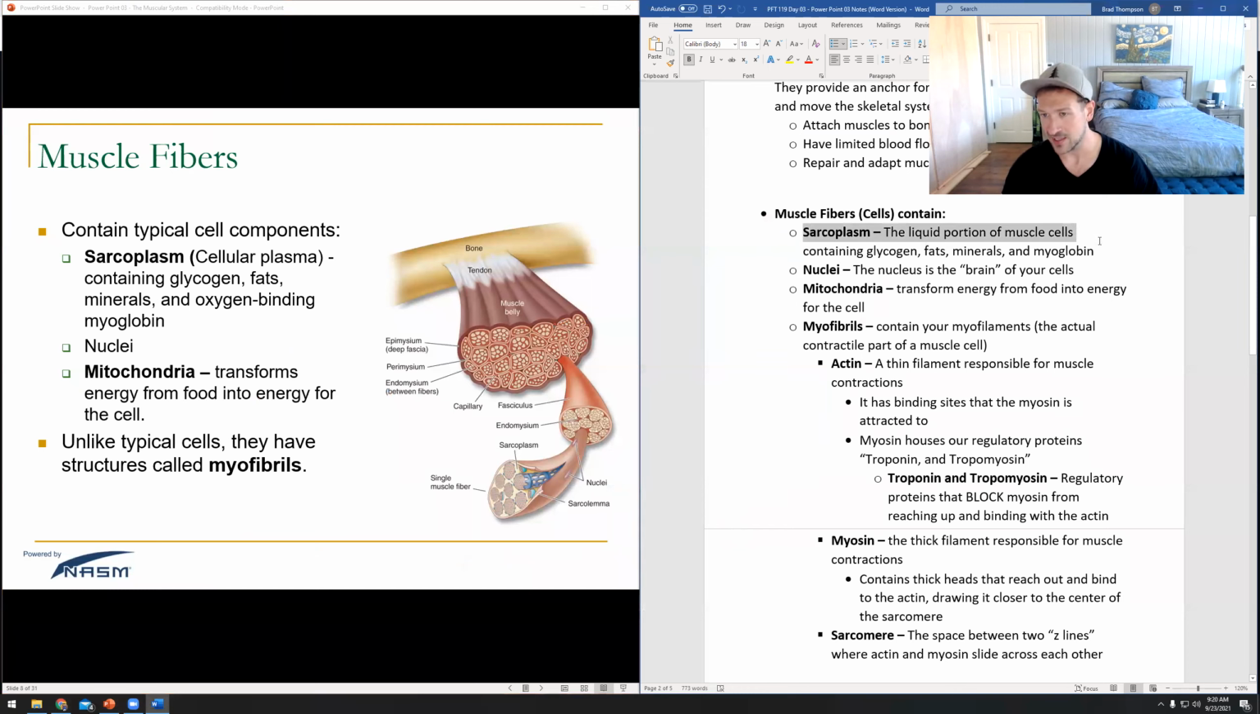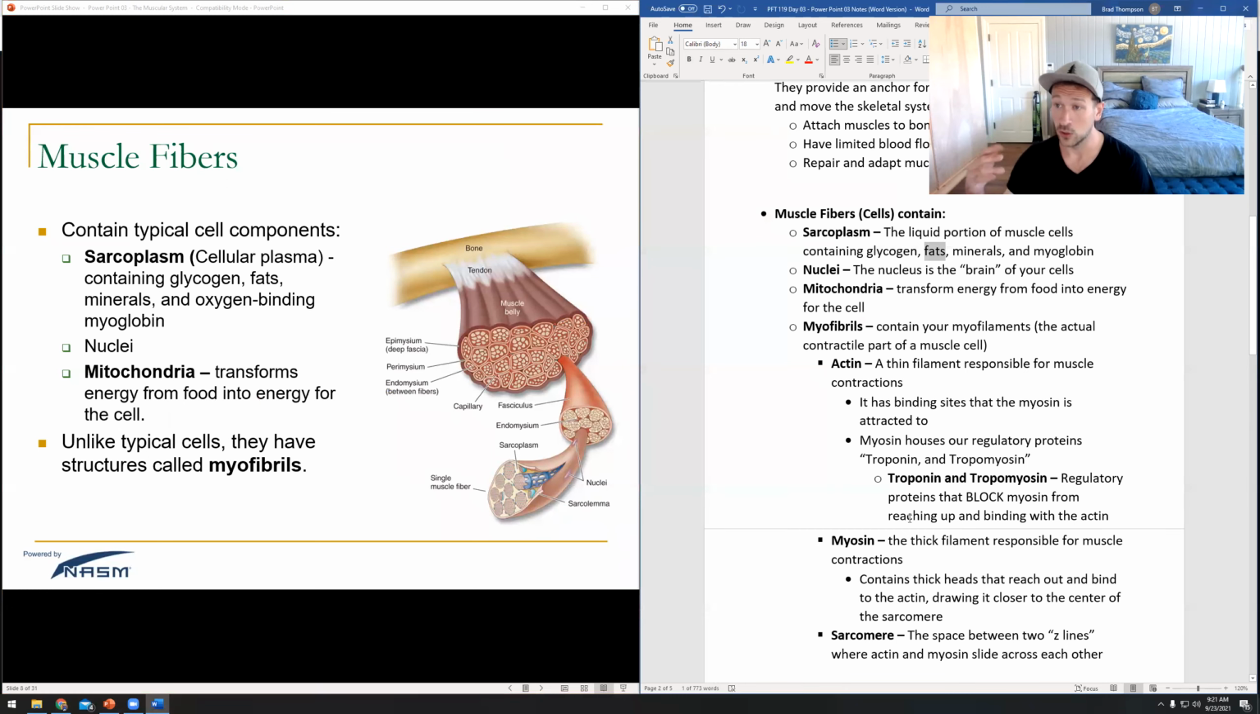So the sarcoplasm is the liquid portion of our muscle cells. And what's going to be found in there is this material called glycogen. Glycogen is basically stored carbohydrates within your body. Carbs are our body's favorite way to make energy. Our body loves to break down carbohydrates into sugar and then use that sugar to produce energy. And so we keep some of it in our muscle. It actually stores some glycogen. About 1 to 2% of your body weight is actually glycogen. 2% is a lot, usually it's close to 1%. We got some fats in there because fats are also used to produce energy.